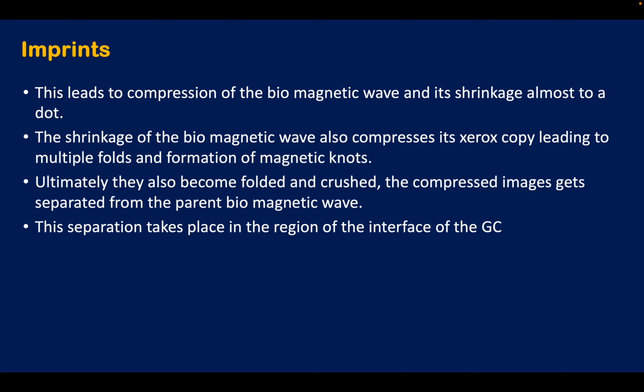That is the dot you saw in one of the pictures, a white dot in the center of the genetic center. The shrinkage of the biomagnetic wave also compresses it like a Xerox copy, as we have seen, and it forms multiple magnetic knots. Ultimately, they become folded, crushed, compressed, and the images get separated from the parent biomagnetic wave. And these magnetic knots can stay there throughout the life, or we can even say they are carried to multiple lives. This separation takes place in the region of the interface of the genetic center.